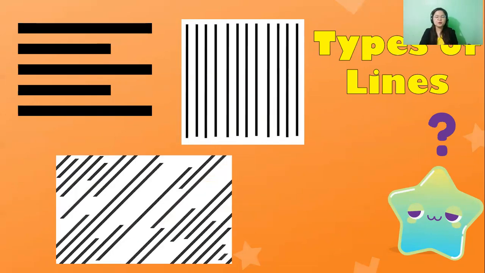And lastly, we have what we call slanting lines. Slanting lines do not move straight up or straight across. So it doesn't look like horizontal or vertical. It looks like a diagonal line. So it can move like this or like this. Again, what are the three types of lines? We have horizontal, vertical, and slanting.